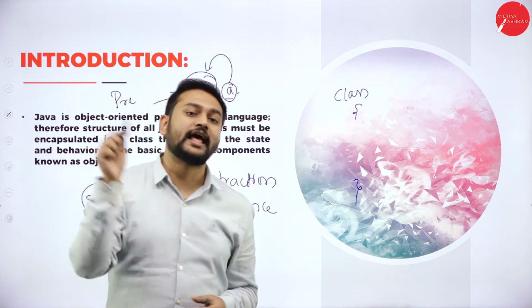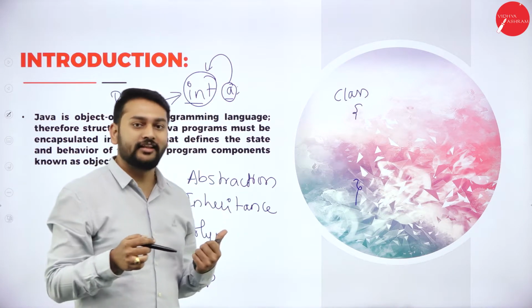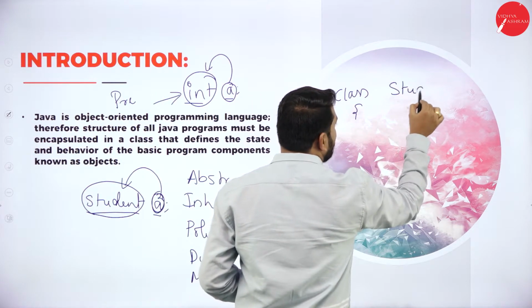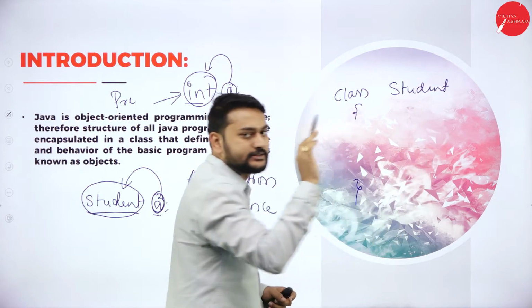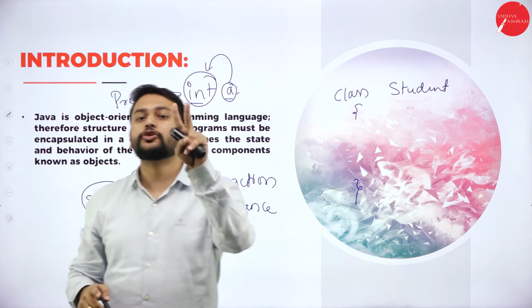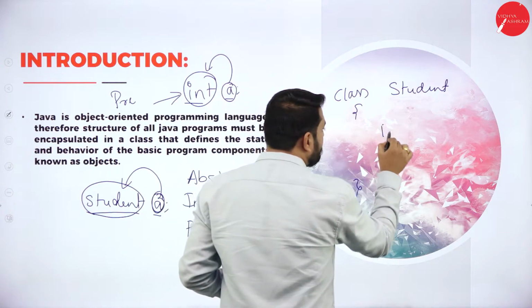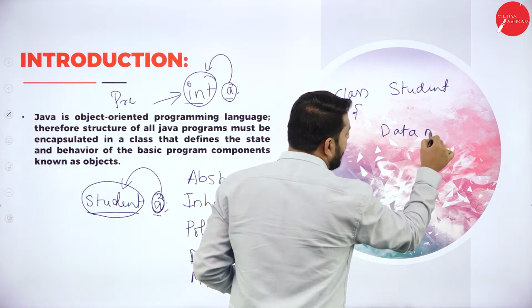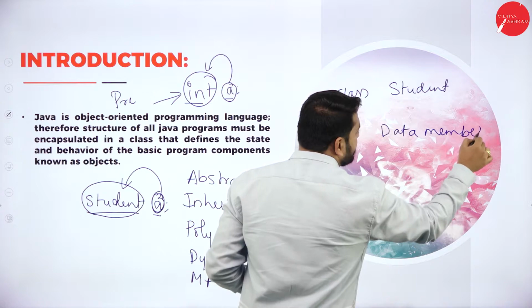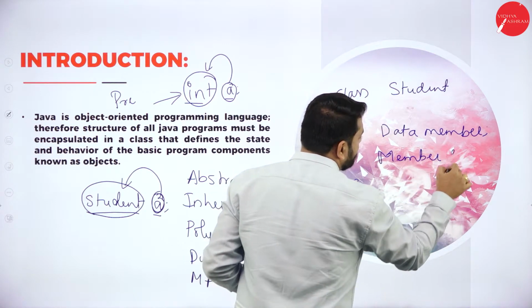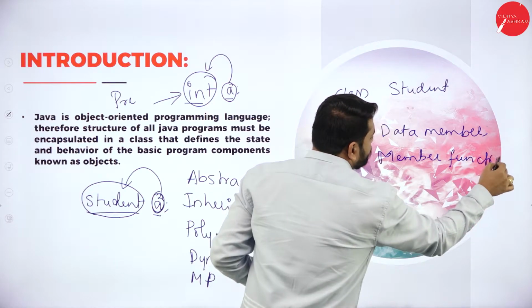Is it? Not that class. So in this Java class, imagine I have the class name that is student. Inside this, I will have two important things. The first one that I have is data member. Another one that I have is member function. Alright, this is what you need to remember.